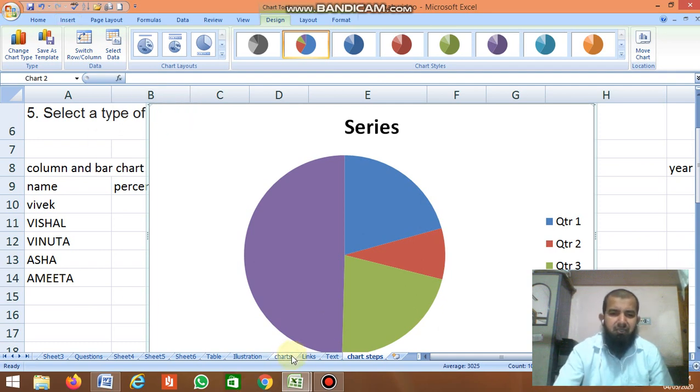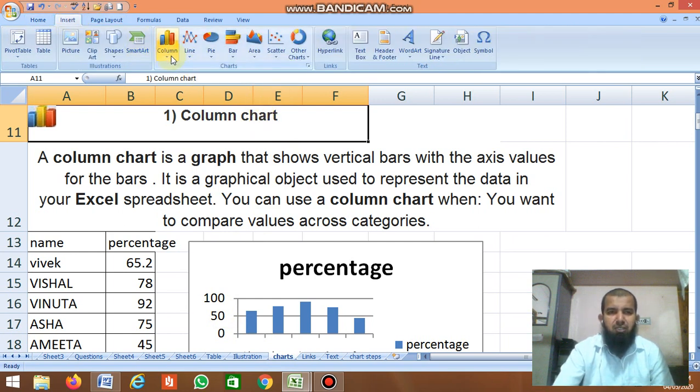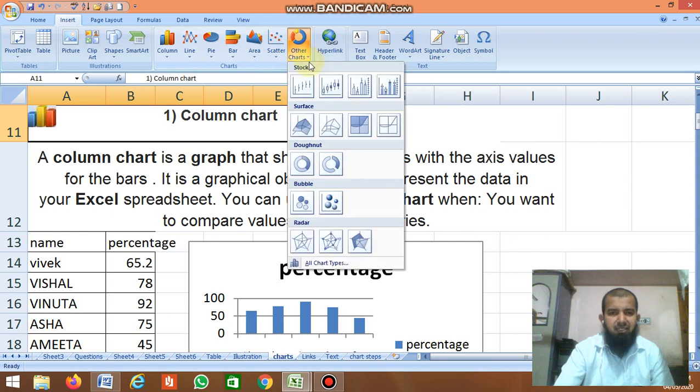Next, what are the types of charts? The first one is column chart. There are many types of charts here. See here: column, line, pie, bar, area, scatter. In other charts, again, stock, surface, doughnut, bubble, and radar last. Total 11 charts are there. Let's see one by one.